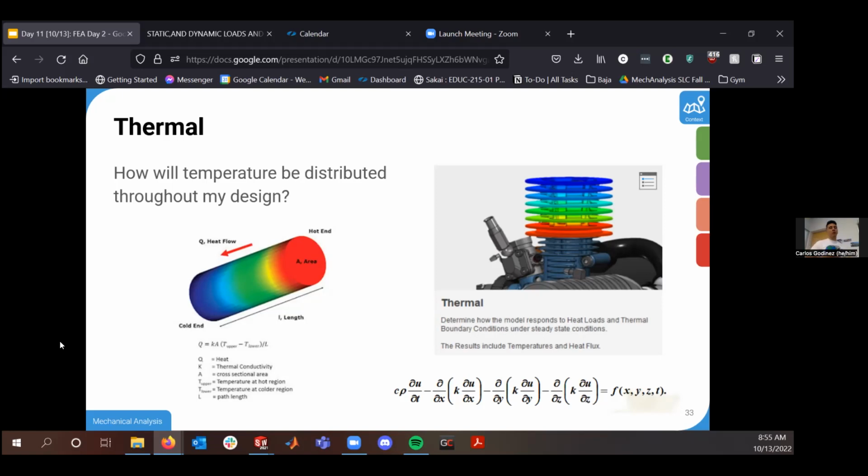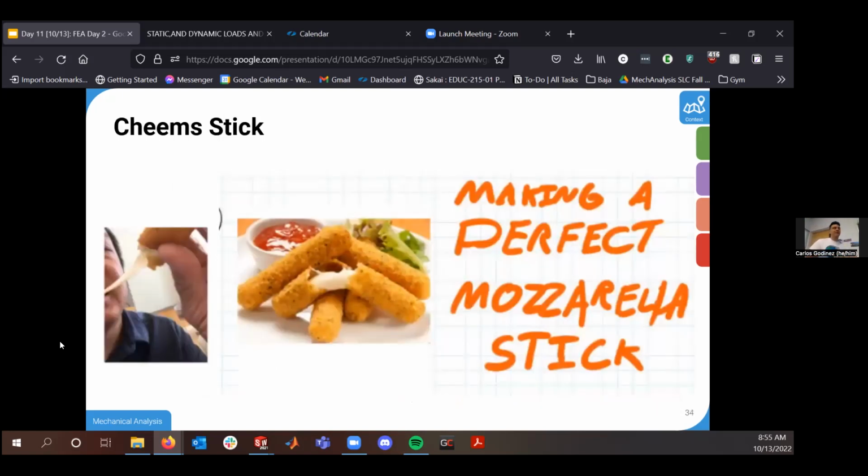If you want to do a bit more complex geometry, like this heat exchanger right here on an engine, FEA is another way to go about that, just because this would be hell to solve by hand. A really fun example where you do thermal analysis is that Chris Lee has an awesome assignment where you do the perfect mozzarella cheese stick.